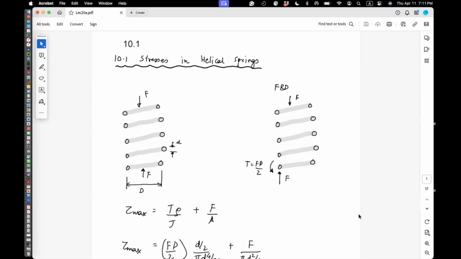In this video, we'll talk about stresses in a helical spring. The left side shows a helical spring subjected to a force F. The coil diameter is capital D and the wire diameter is small d. A free body diagram can be drawn as shown.